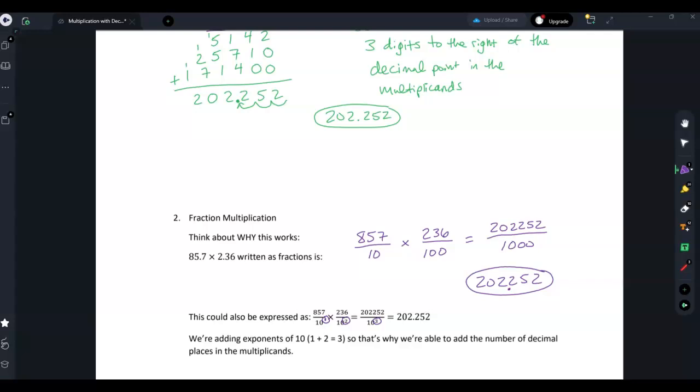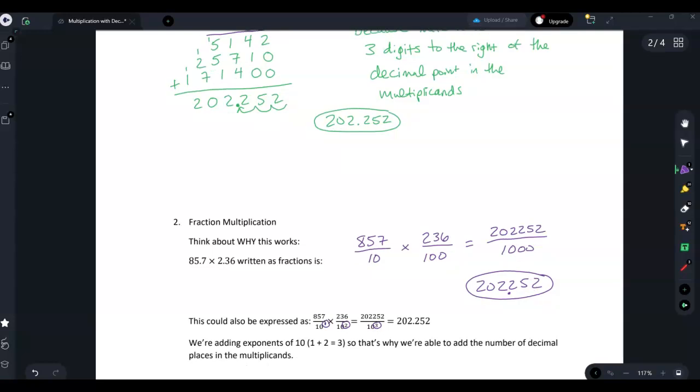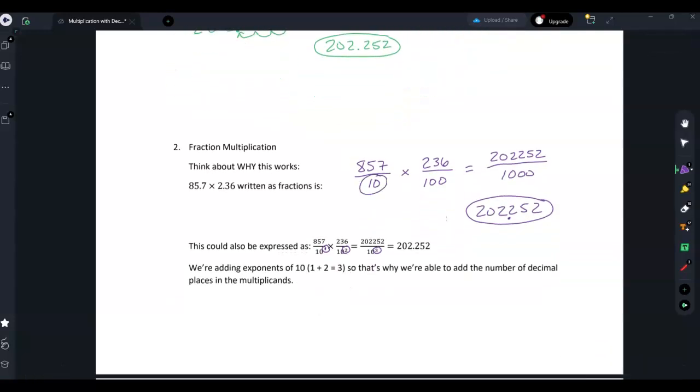So this whole idea of what we did in the standard algorithm, when we added, there was 1 digit behind the decimal and 2 digits behind the decimal, and we added 1 and 2 to get a total of 3 digits behind the decimal. That really comes from adding those exponents, right? Because this was tenths, which is 10 to the first power. This was hundredths, which was 10 to the second power. And when you're multiplying, you add exponents. So 1 plus 2 is 3.